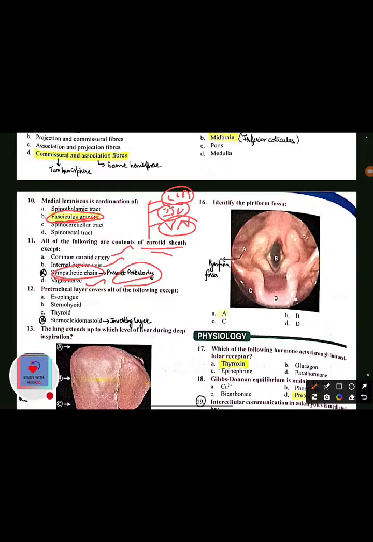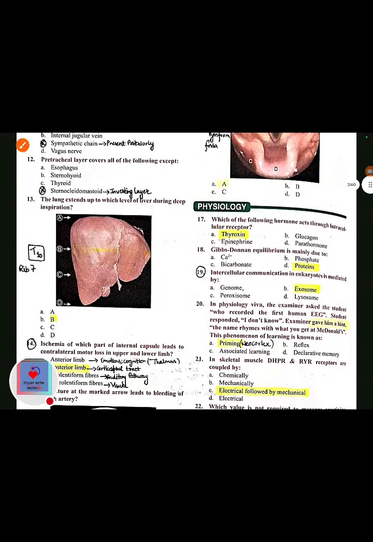The pretracheal layer covers all the following except: it covers the esophagus, thyroid. It does not cover the sternocleidomastoid because that is covered by the investing layer.